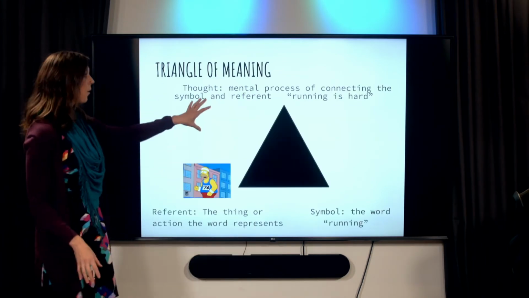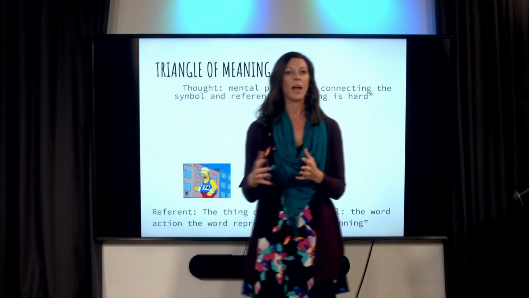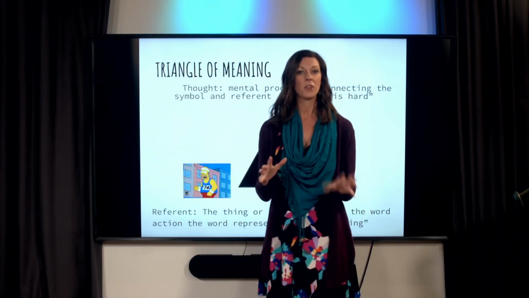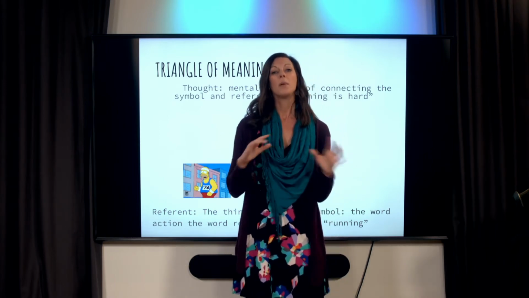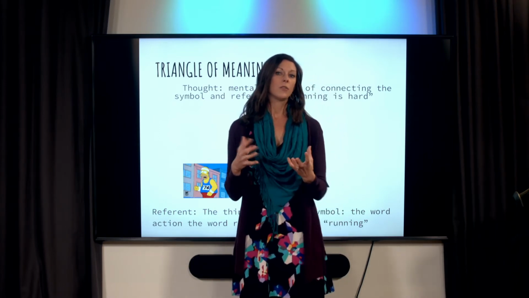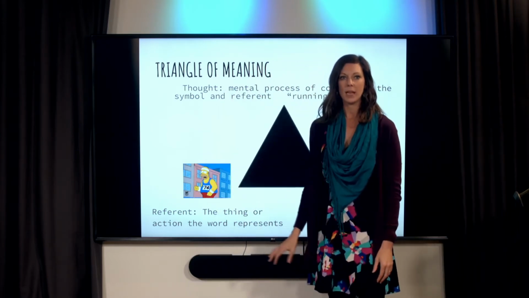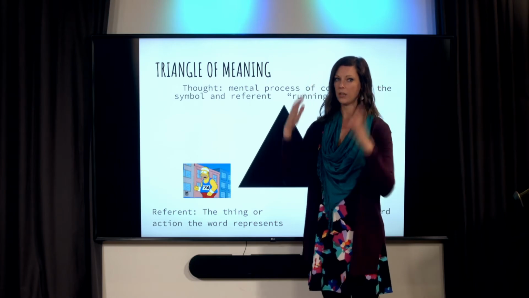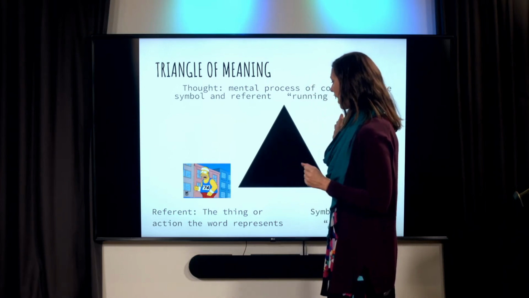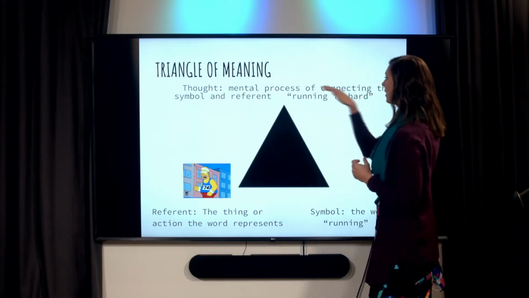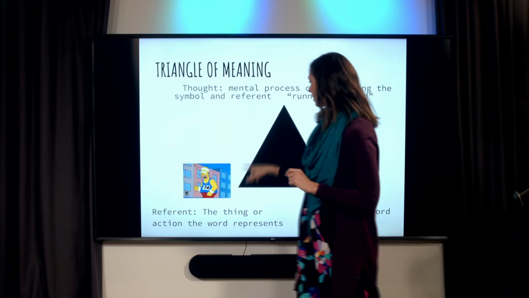Here is what we call the triangle of meaning. And again, this is a very complex and detailed study in the field of communication, so we are just looking at the tip of the iceberg. But essentially, studies have shown that what your brain does is create this triangle of meaning. So this is what your brain is doing as you're processing words and symbols. So we have the thought. It's the mental process of connecting the symbol and the referent, which we're going to see down here.